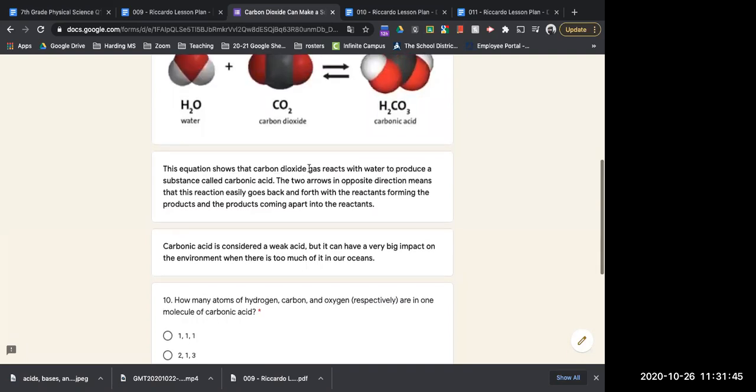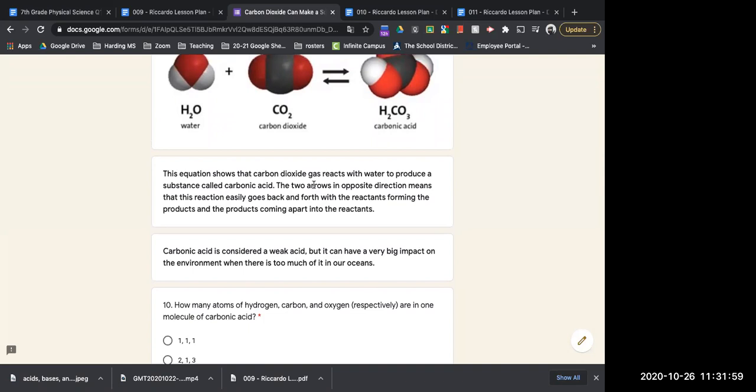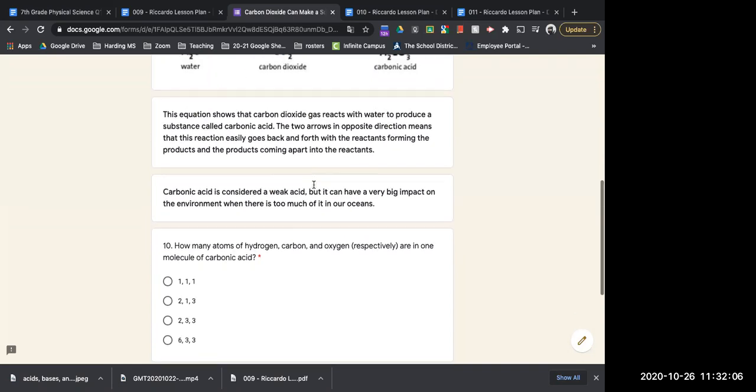As the carbon dioxide gas reacts with the water to produce a substance called carbonic acid, the two arrows in opposite directions mean that this reaction easily goes back and forth, with the reactants forming the products and the products coming apart into the reactants. Oh, that's kind of cool. It's considered a weak acid, but it can have a very big impact on the environment when there is too much of it in our oceans.